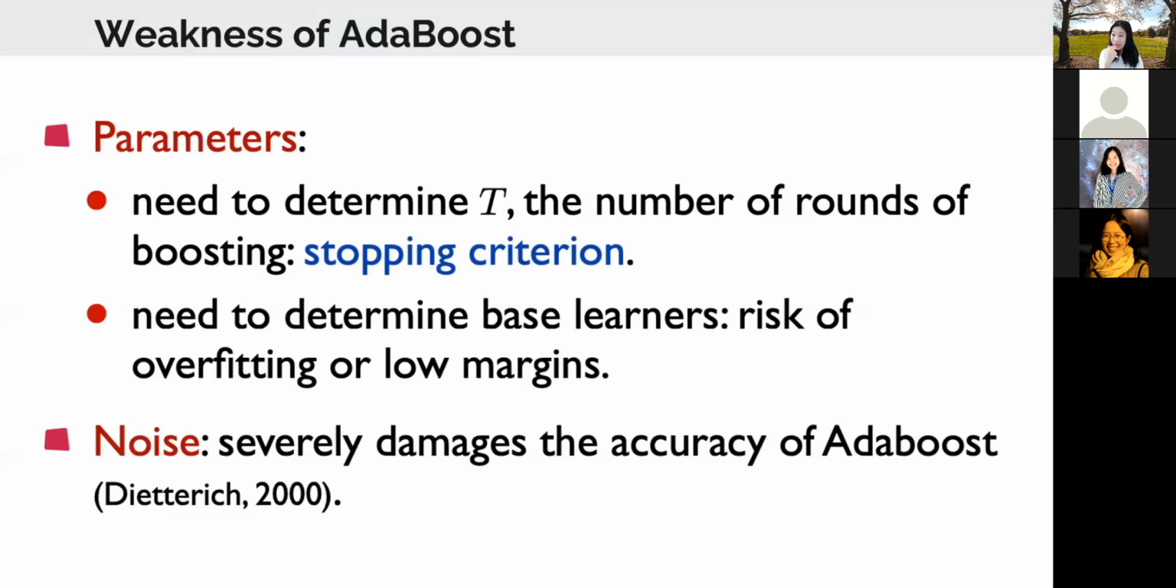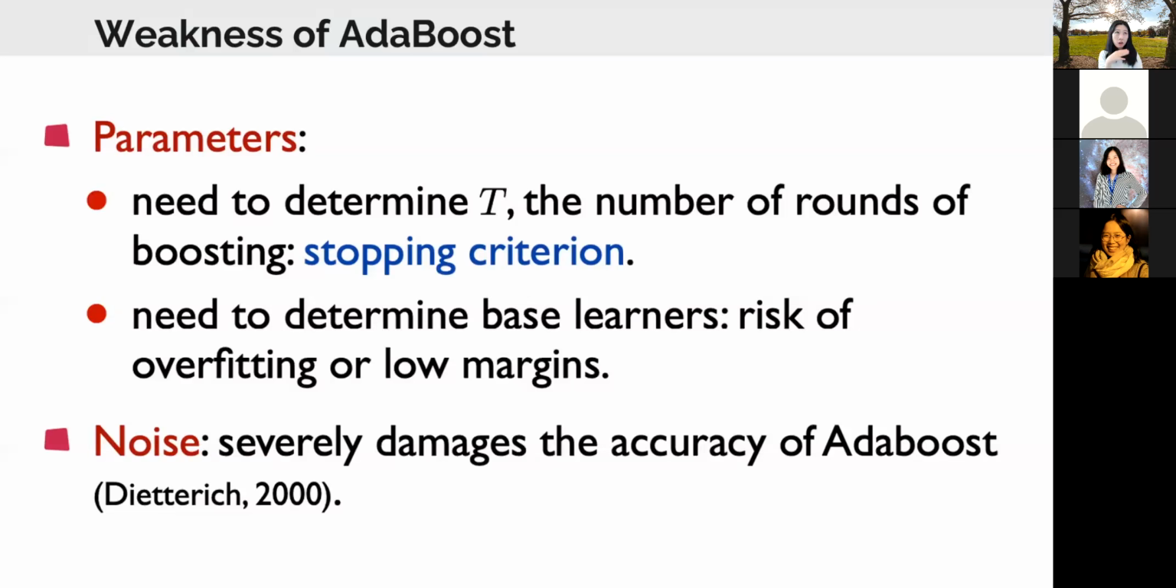Also, you need to determine the base classifiers or the base learners. However, if you notice, if you find a base classifier that has a very, very small gamma t, then you still have the risk of overfitting, right? Because in order for it to be resistant to overfitting, you have to satisfy some condition, and the condition requires gamma to be large enough. So you still have the risk of overfitting if you couldn't find good quality gammas or good quality base classifiers. Of course, as was also put on the slides, if you have noise, sometimes it could severely damage the accuracy of the AdaBoost algorithm.